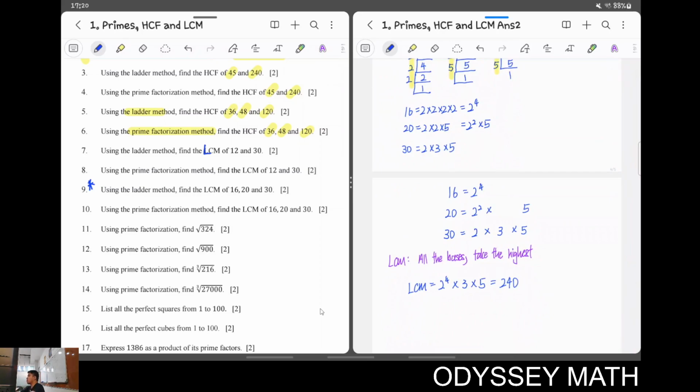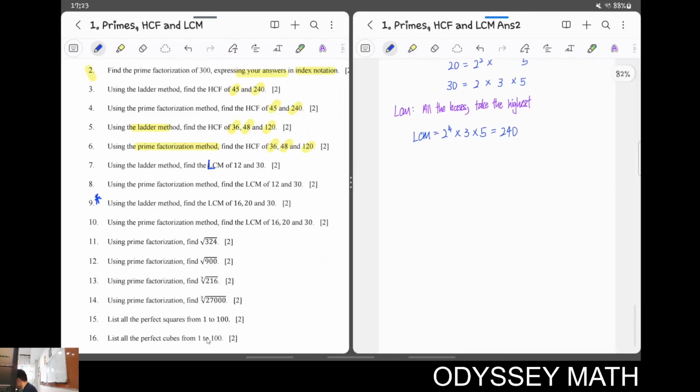The good news about the prime factorization method is that it is very neat and it can deal with all the questions. And the harder questions would require you to do the prime factorization method. So I strongly suggest that now you're Sec 1, familiarize yourself with prime factorization method. At the back of your head, remember that this is the best method ultimately as you progress to Sec 2, Sec 3, and Sec 4.